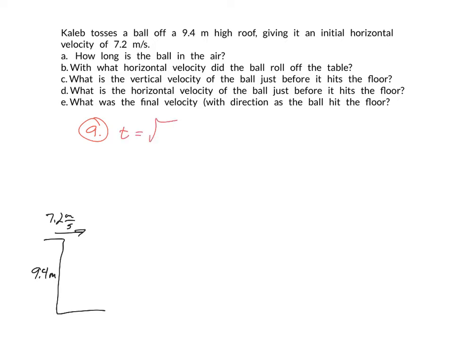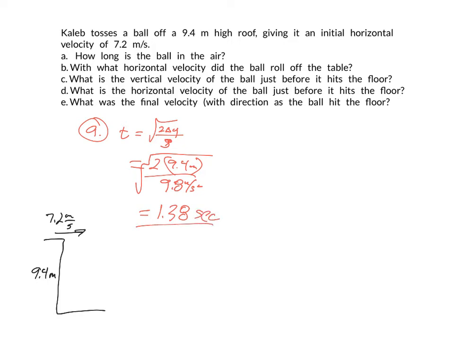T equals square root of 2 change in y divided by g. That's a g, believe it or not. So 2 times 9.4 meters divided by gravity, which is 9.8 meters per second squared. And I'm going to get 1.38 seconds. So that's A. Let's go to B.